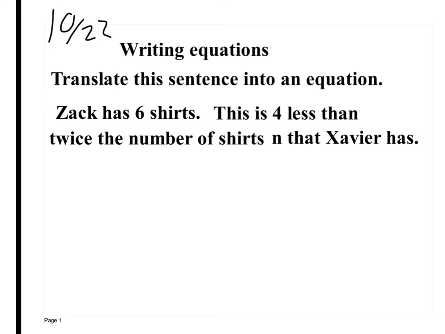This one, translate this sentence into an equation. Zach has 6 shirts. This is 4 less than twice the number of shirts that Xavier has. What you do is you write it exactly as it's supposed to be. You see 6 shirts, so I'd write 6. "Is" is always your equal sign. What I like to do is write out the sentence and write out the symbols above it, where they're supposed to be. I have 6 equals, so that should be there.